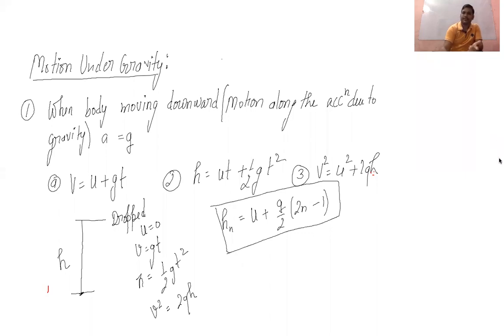Yes, sir. Sir, excuse me, in case of a ball thrown from a height, will the initial velocity be 0 or not? No, there is a minus there. I will discuss it, please have patience. Okay, sir.